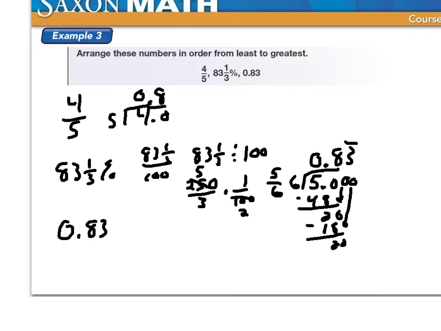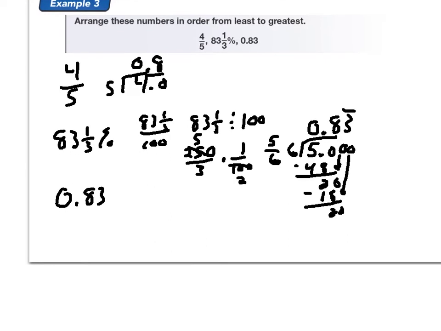Alright, so we've got 3 decimals: 0.8, 0.83 repeating, and 0.83. Well, it doesn't help us to have them with different decimal spots, meaning there's 1 decimal here and 2 decimals in each of these. And also if I leave each of these with 2 decimals, they look the same. So let's extend these out to 3 decimals apiece.